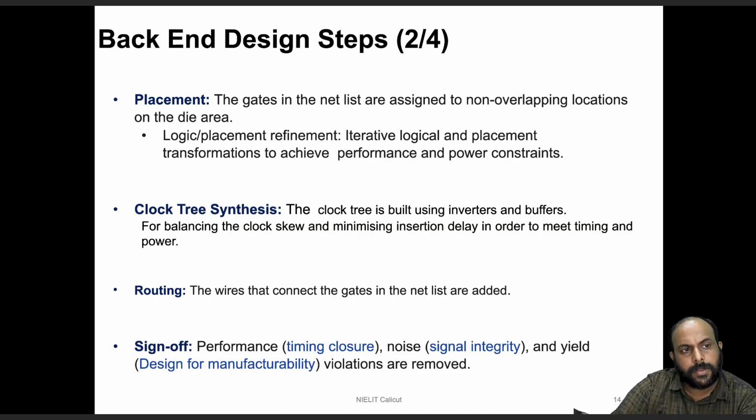And further, the next step is placement. In the placement step, the gates in the netlist are assigned non-overlapping locations on the die area. So placement is the actual place where we decide, with the house example, what should go in a particular room and so on.